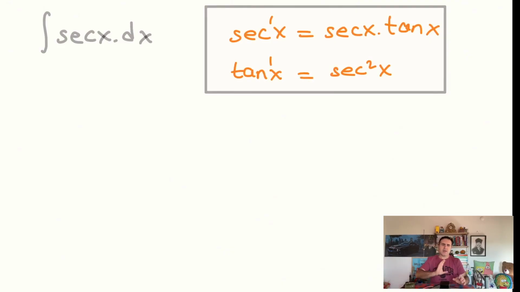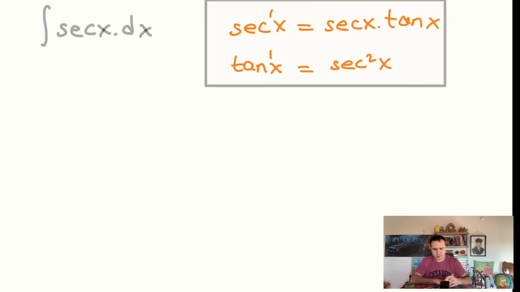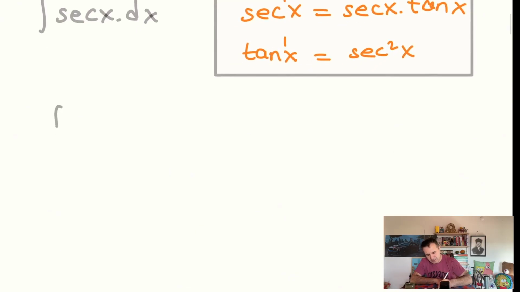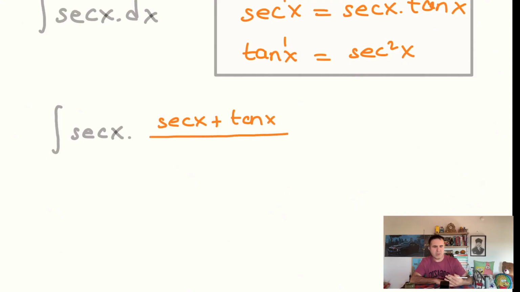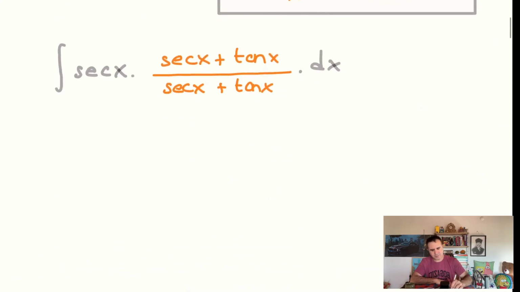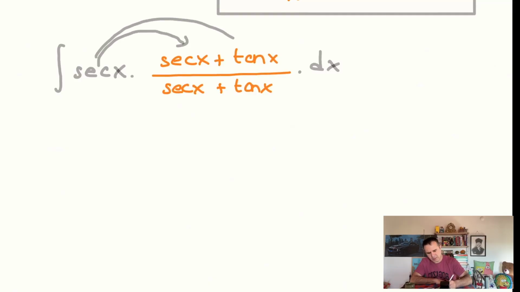Okay, there are a few ways, but I will use this method. I will multiply secant x by secant x plus tangent x, and this is the way that is most used in calculus. Because I multiplied it, I will divide it by secant x plus tangent x also, and the integral becomes this. Let's multiply it.